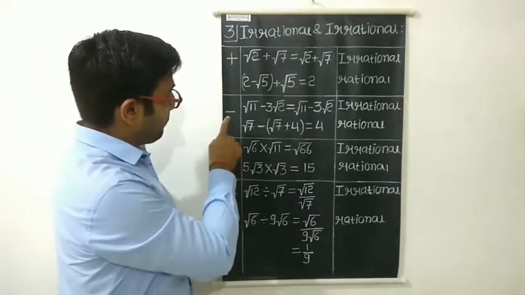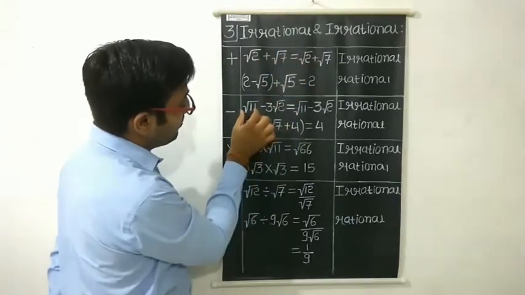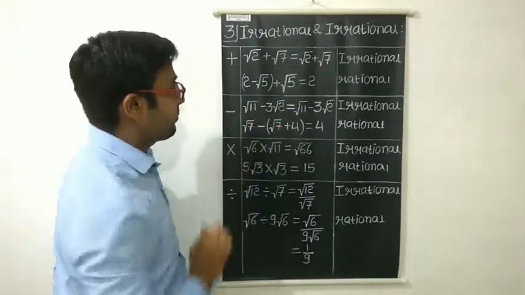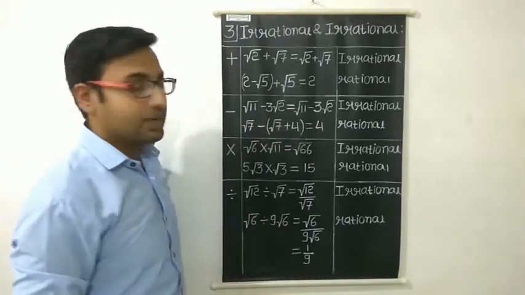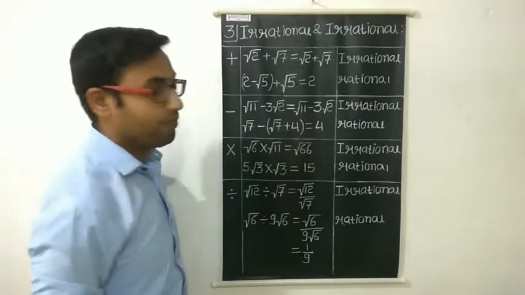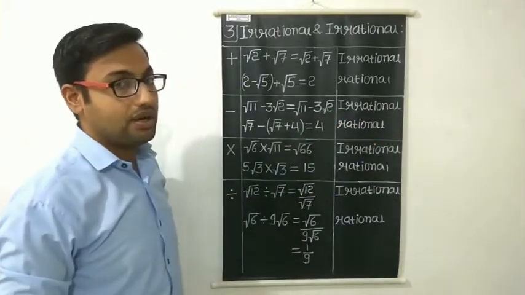We will see the subtraction operation for the same kind of number. The first irrational number is root 11. The second irrational number is 3 root 2. This is the subtraction. Again, the simplification is not possible. The result we will get is under root 11 minus 3 root 2. And what kind of number is this? This is an irrational number.